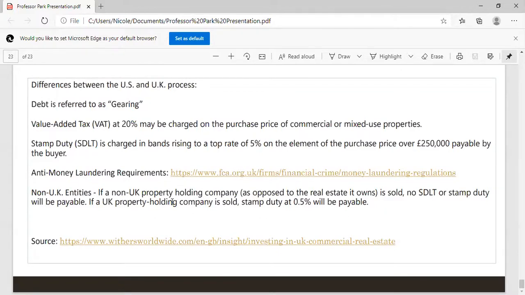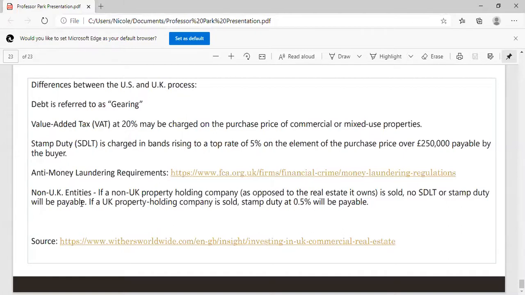They also have really strict money laundering requirements. I put the website on there, or one of them, that you can look at and see what they are. But that's a really big issue in the UK. There's a lot of foreign investment there. And so they have some really strict rules that you just have to know them and stick to them, and it's all good.